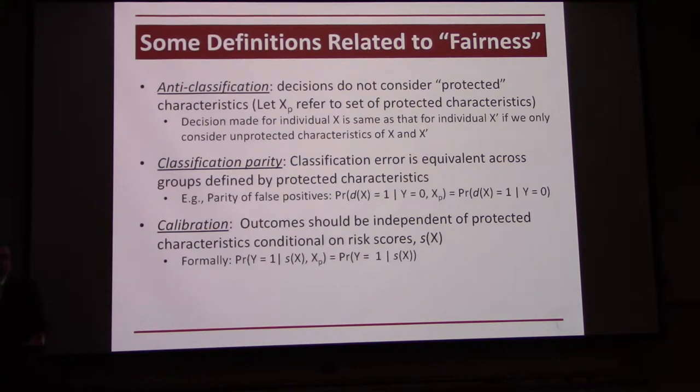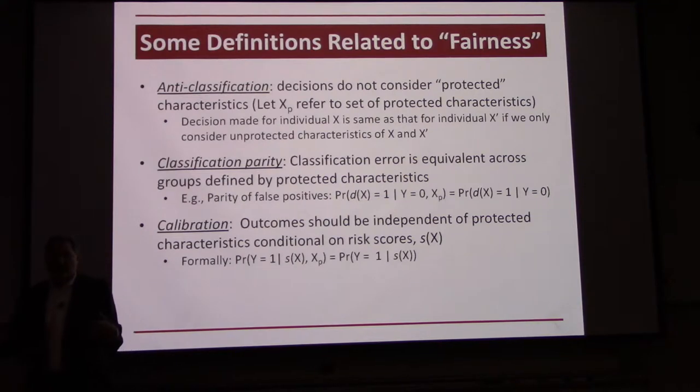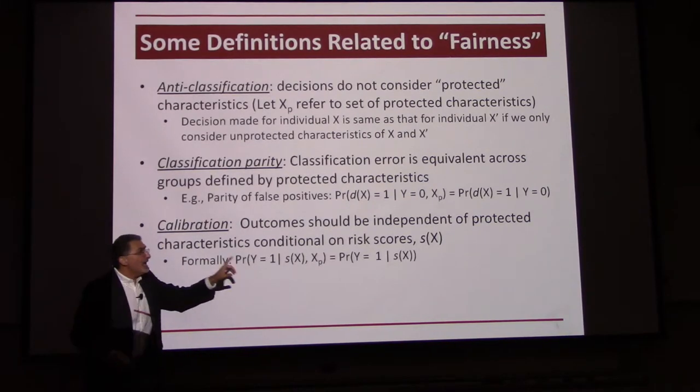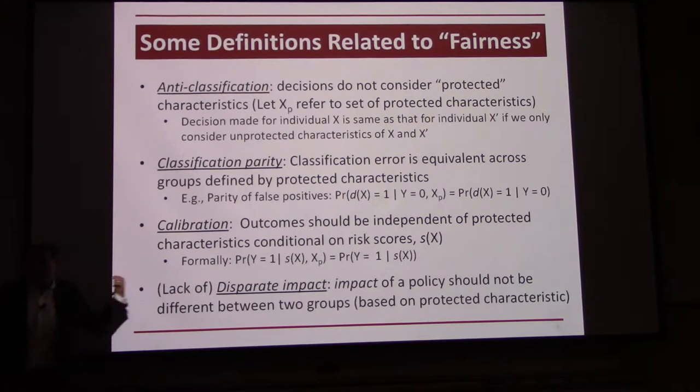What does that mean? It means if we look at two different people who are, say, in the criminal justice system, we can predict a risk for each one of them as to whether or not they're likely to commit a crime again. Okay? And what calibration says is it shouldn't matter for two people with the same risk score whether or not they are white or black. If they have the same risk score, they should be treated equally. That seems reasonable. Okay. And then there's another notion, which is disparate impact, which we talked about before.